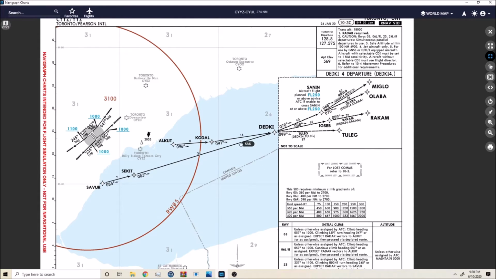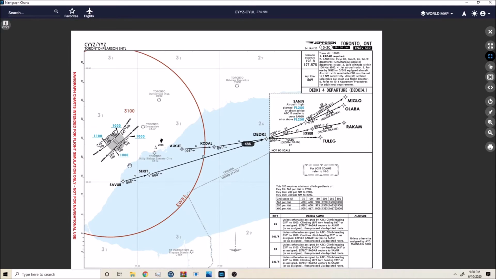Some airlines, in their standard operating procedures, will just say DEDKI for departure, 10-3 effective date this, and we'll climb via the SID. Some of them just say that. On VATSIM with people, I like to brief a bit more, just for my mental state as well. It gets me in the picture. But you can do it the way the airline does it. Follow the SOP of the airline.